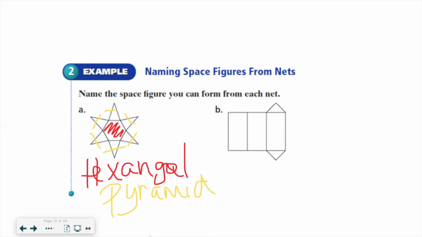Okay. On part B here, remembering that there's either one base or two bases, right? And hopefully you can see that there's two triangles here. Two triangle bases would mean this is a triangular prism, and all the other faces are rectangles, which is what you need in order to have a prism.